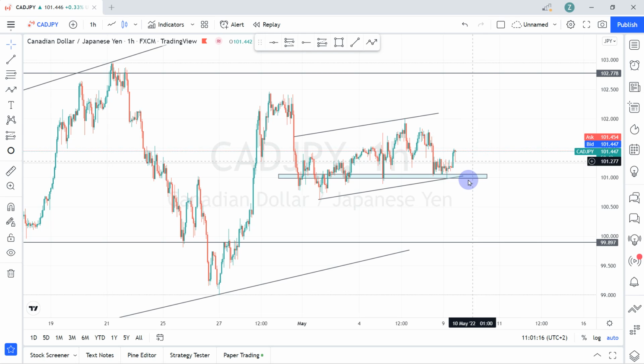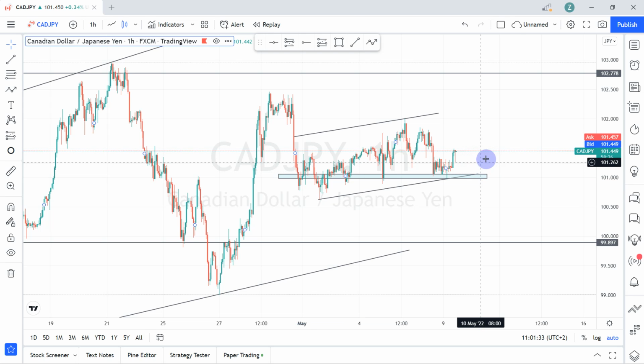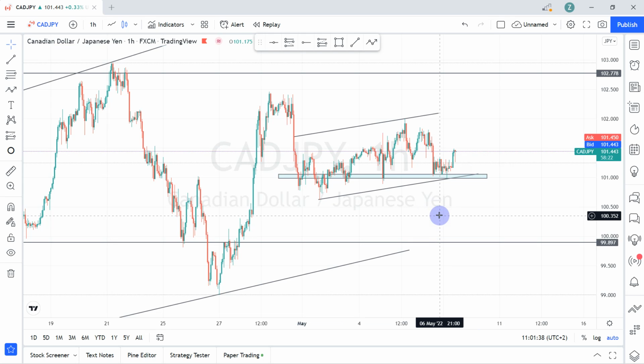So this is the zone that I want to cater for. This is the zone that I want to cater for on the hourly time frame. Hence, we're seeing this premature bearish trend because it hasn't yet confirmed that it's a bearish flag.